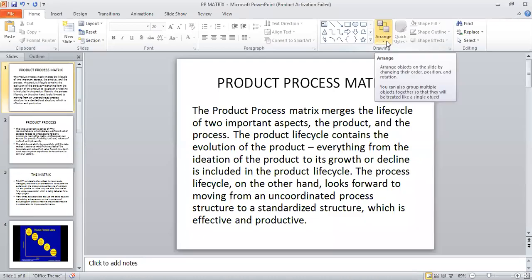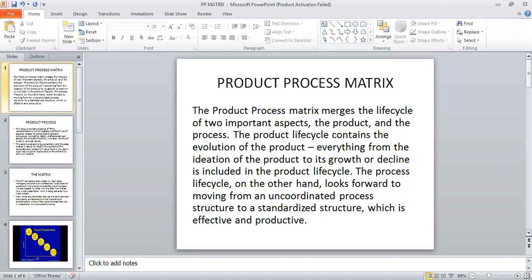Hello everyone. Today we will discuss the topic product process matrix under the subject production and operations management. Here I'm showing this topic with the help of a PPT. The first slide shows what the product process matrix is.